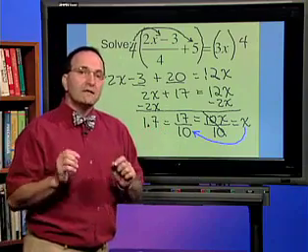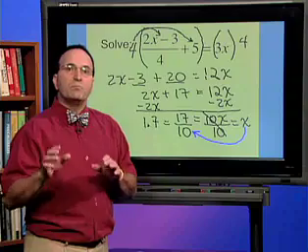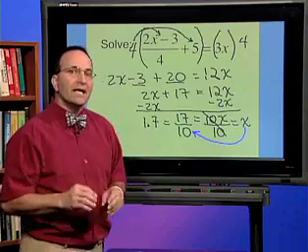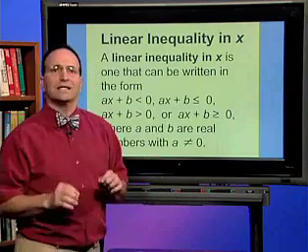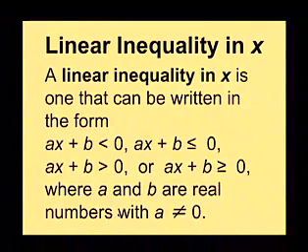Well, let's revisit inequalities. The most basic inequality in algebra is a linear inequality. A linear inequality in x is one that can be written in the form ax plus b is less than 0, or ax plus b is less than or equal to 0, or ax plus b is greater than 0, and finally, ax plus b is greater than or equal to 0, where a and b are real numbers and a does not equal 0.